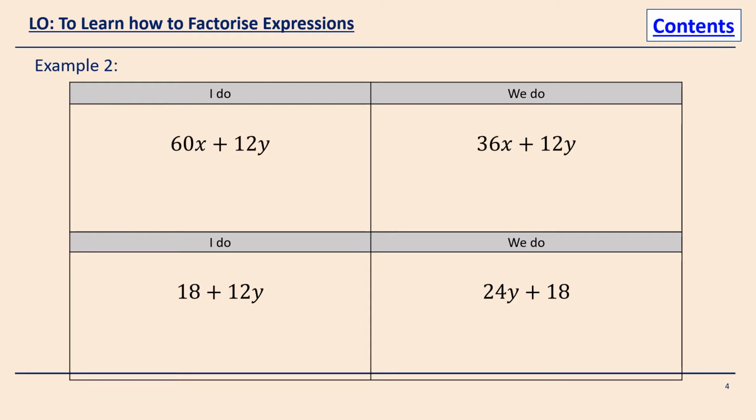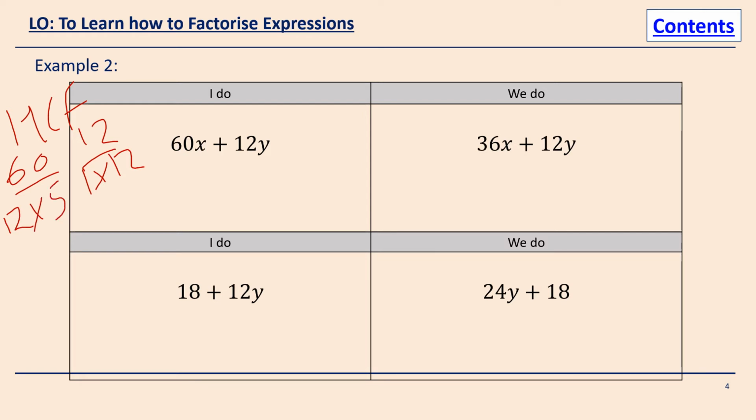Let's have a little bit more practice here. We've got 60 and 12. So we're looking for the highest common factor, 60 and 12. The first thing I always check is, does 12 go into 60? Yes, it does. So 1 times 12, and 12 does go into 60, so it's 12 times 5.